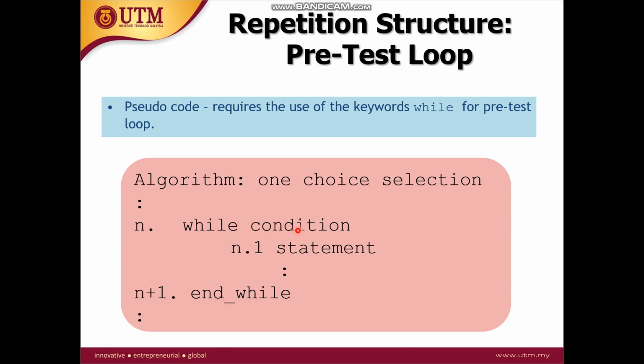So this is the starting point of the loop, which checks this condition. If it is true, it comes inside the while loop, and whatever is here is going to be executed until the loop goes to the end of the while statement.